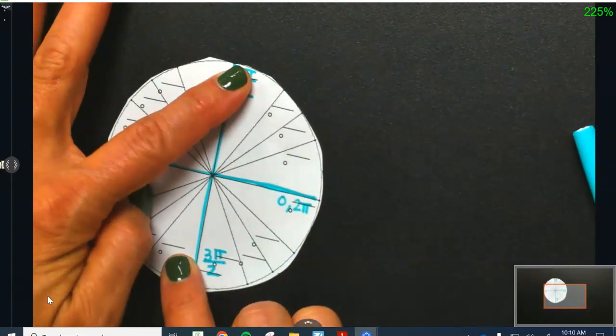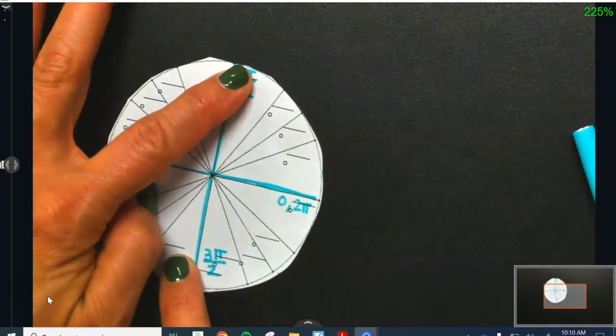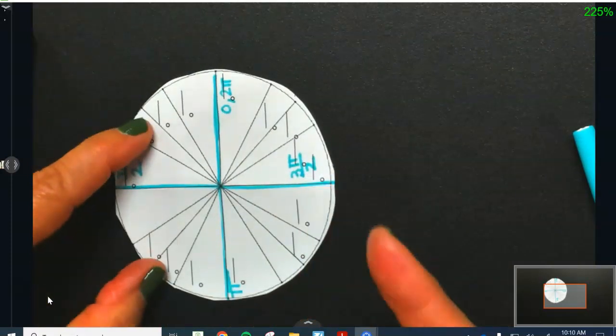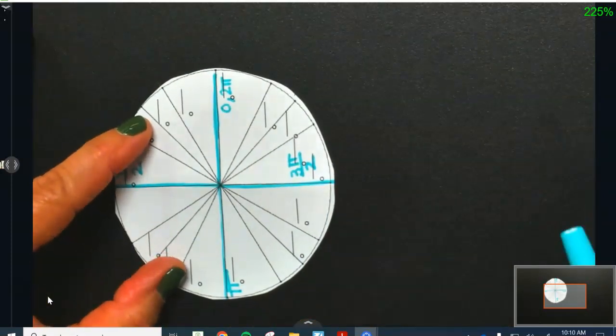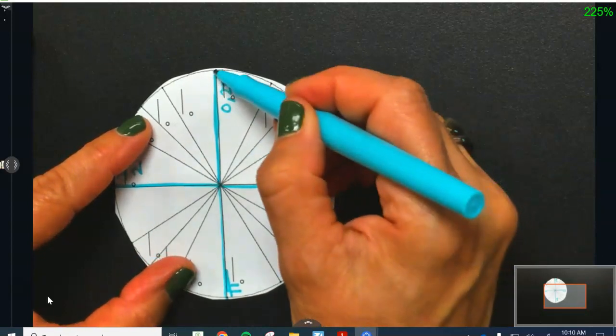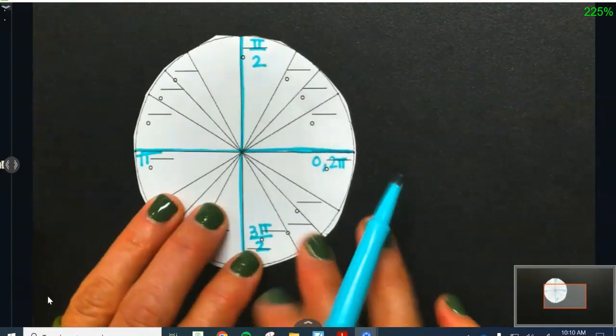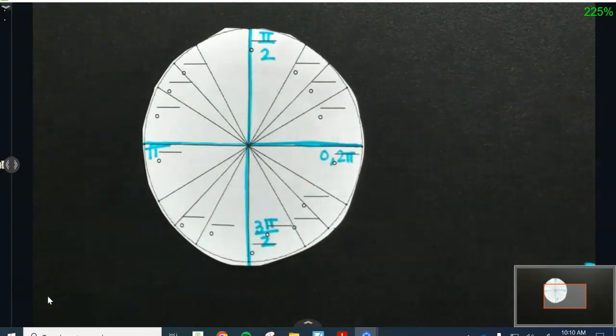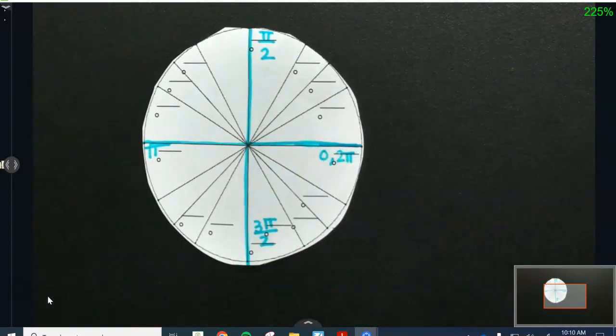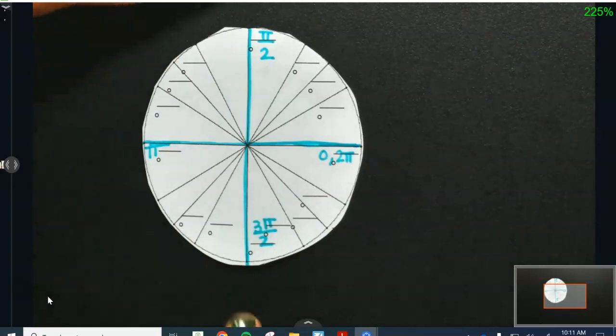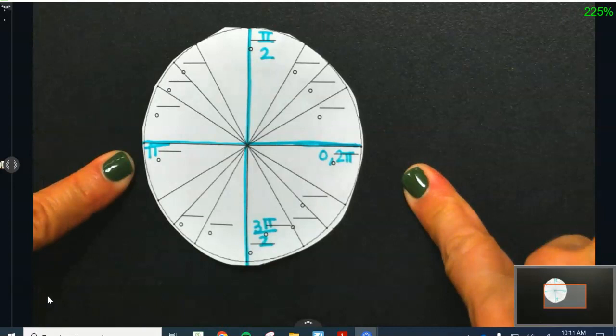So let's talk about cotangent. Let's pretend this is cotangent. Where would cotangent be undefined? No, that's tangent. Tangent's undefined here. Where's cotangent undefined? The sides. Good.